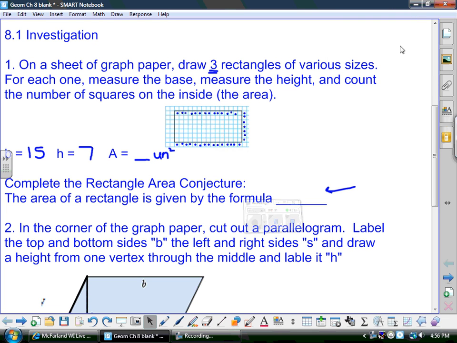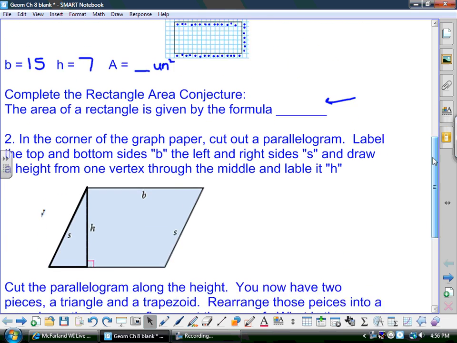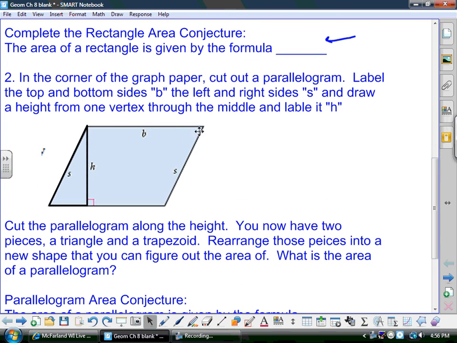The second part of this investigation has to do with parallelograms. In the corner of your graph paper, cut out a parallelogram. As long as you make sure that the base on the top and the opposite side are the same length on the graph paper, it will be a parallelogram. Parallelograms do have opposite sides that are congruent. And in that parallelogram, you're going to cut it out, so we'll need scissors for that.